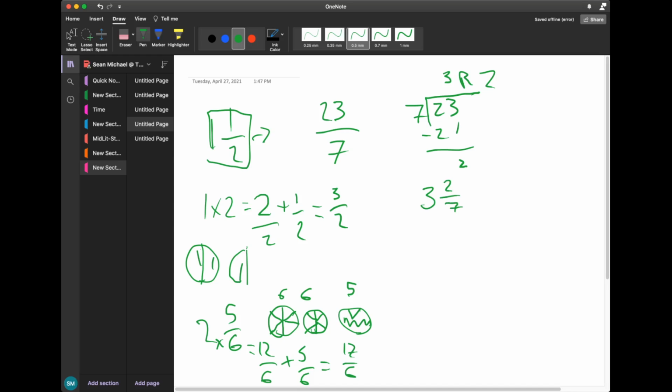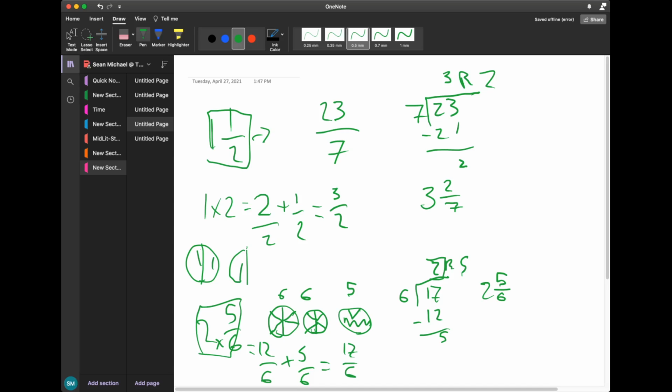Now we could convert this one too, just to prove that it works, right? 17 divided by 6. How many times can this go in? Well, it can go in twice, right? Because that'll make us 12 minus that. This will leave you with a remainder of 5. And so what you're talking about here are sixths. So it's 5 remaining sixths. So you have 2 wholes, and 5 remaining parts, which are sixths, and you get your number back again.